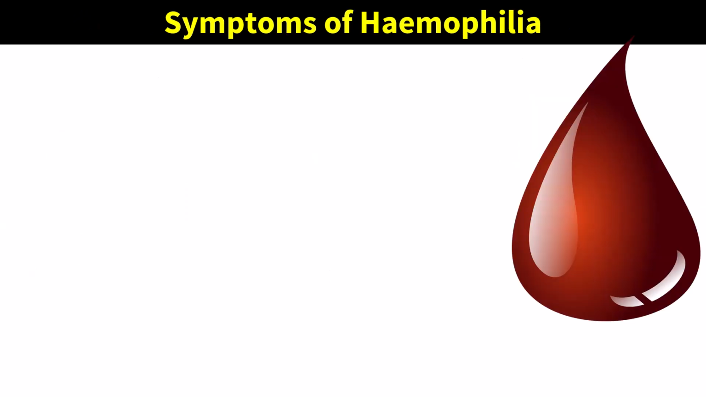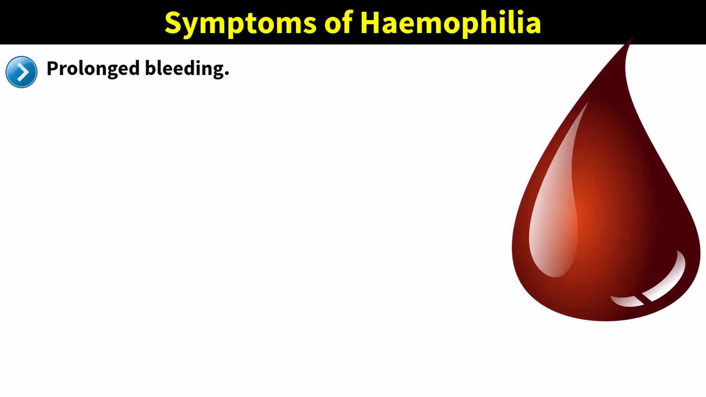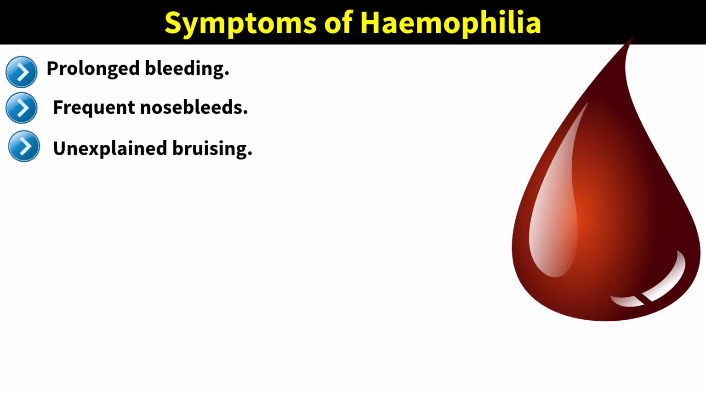Symptoms of hemophilia. Hemophilia is a genetic bleeding disorder characterized by an inability to clot blood effectively. The symptoms include prolonged bleeding. Cuts, injuries, or surgeries result in bleeding that lasts longer than normal. Frequent nosebleeds. Spontaneous or frequent episodes of nosebleeds without apparent cause. Unexplained bruising. Large or deep bruises that form easily even with minor trauma.